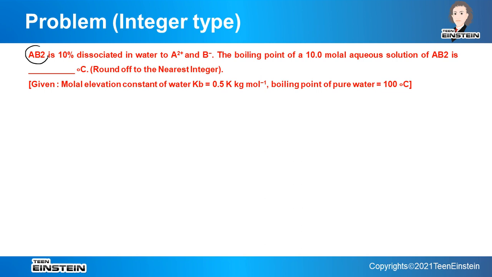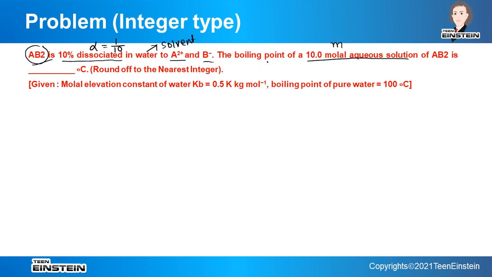Solute is AB2, and here it is 10% dissociated. That means alpha will be 1 by 10. Water is the solvent, and AB2 after dissociation will be converted to the cation A2+ and B minus. The boiling point of a 10 molal aqueous solution, that means molality is also given.